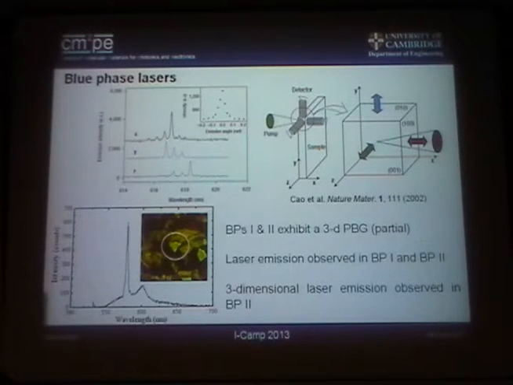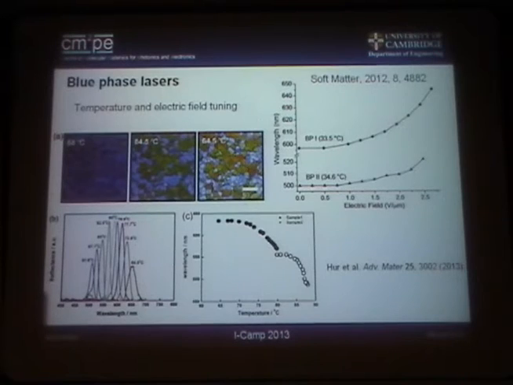lasing from the blue phases that Harry was mentioning, and we were able to see this in very wide temperature range blue phases, so over a very wide temperature range we could see single mode lasing from blue phase one. People have looked at tuning these as well, both with electric fields, because you can control the lattice deformation in blue phase one, but you can also do it in blue phase two, and this was something that's been published in the last year or so. And more recently, people have looked at temperature tuning of these structures as well.